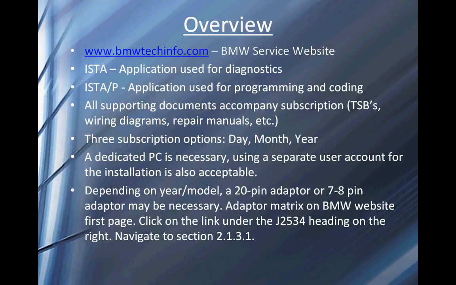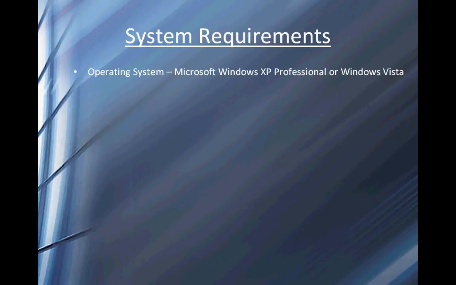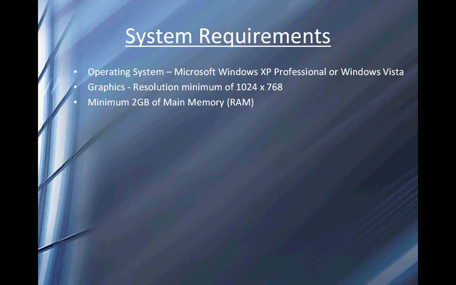Navigate to section 2.1.3.1. Now let's review the PC system requirements. Operating system: Microsoft Windows XP Professional or Windows Vista. Graphics: resolution minimum of 1024 by 768. Minimum 2 GB of main memory. Hard disk: 80 GB free recommended.